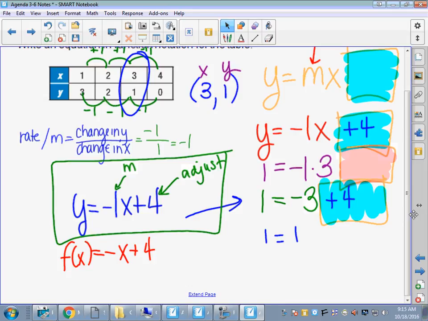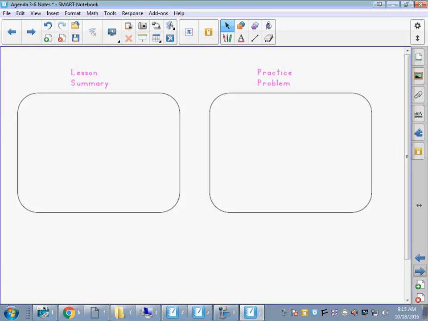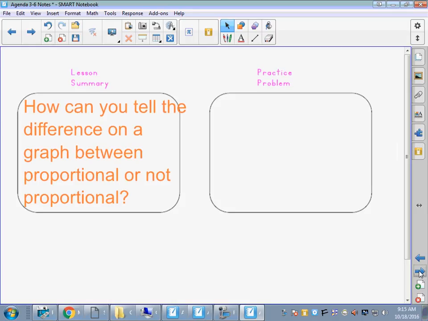These ones are a little bit more practice. So I'm going to ask you a couple questions about proportional and non-proportional. How can you tell the difference on a graph between proportional or not proportional? On a graph, I didn't even ask you about a table.